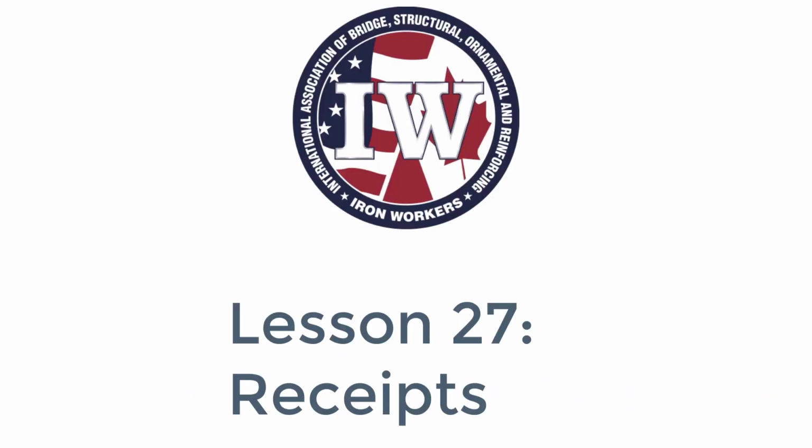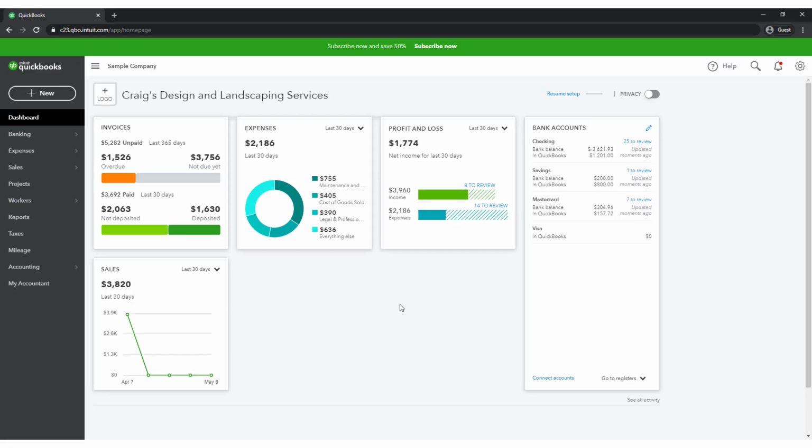Welcome to Lesson 27, Receipts. To begin this lesson, go to the QuickBooks Online demo account as discussed in Lesson 4. In an earlier lesson, I showed you how to manually attach receipts or files to any transaction. Let's review that momentarily by attaching a bill to a check.